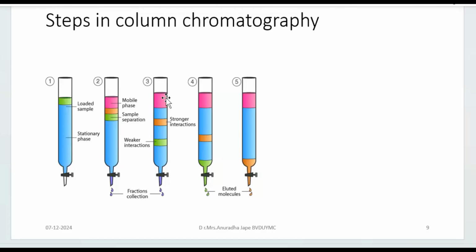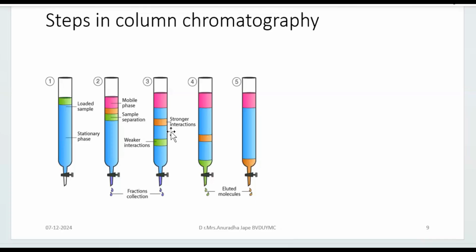The movement is going to be dependent on the adsorption phenomena as well as diffusion phenomena, which are going to be governed by the characteristic properties of the analyte itself. So, as they move down, you will get separation of the analytes. The molecules of the same analyte will be moving at a particular rate, and the other analyte will either be moving ahead or remain behind.